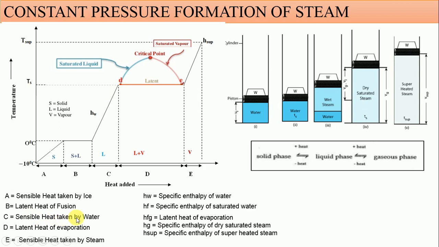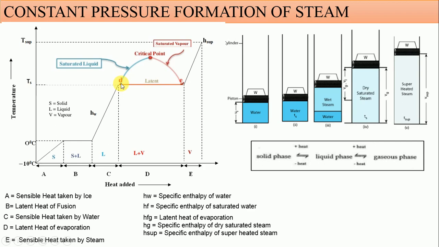Then here from 100 degrees Celsius of water into the 100 degrees Celsius of steam, we call it a latent heat of evaporation, which means 100 degrees Celsius of water gets converted into the 100 degrees Celsius of steam at constant pressure and temperature. We call it a latent heat of evaporation.